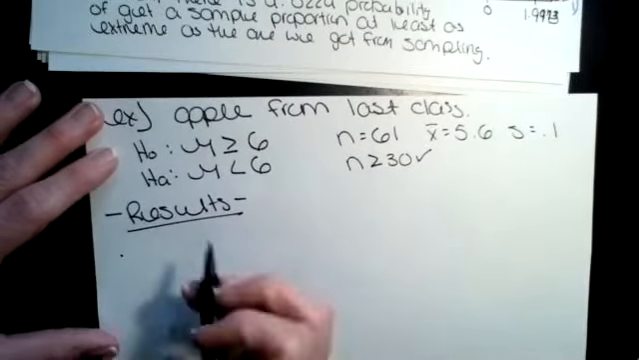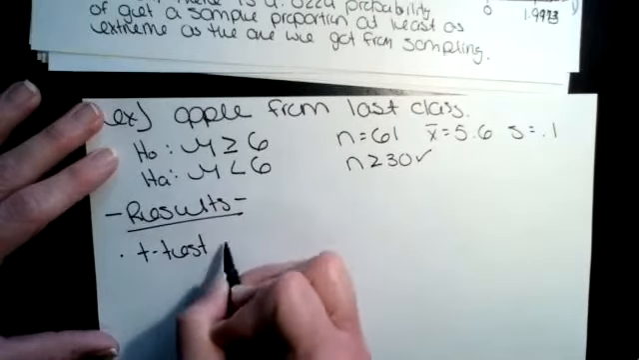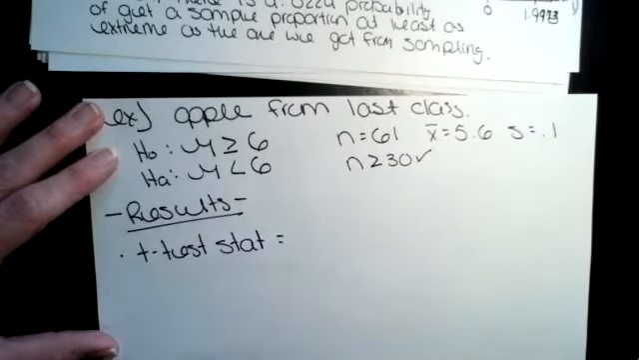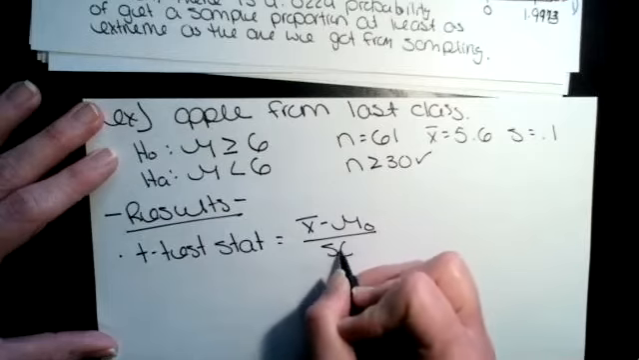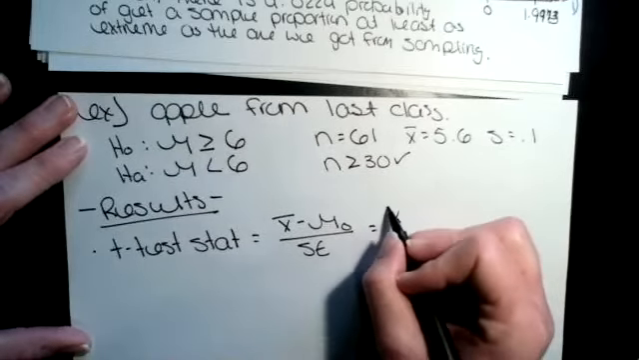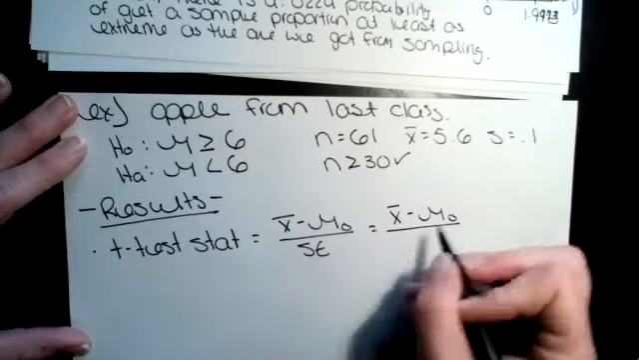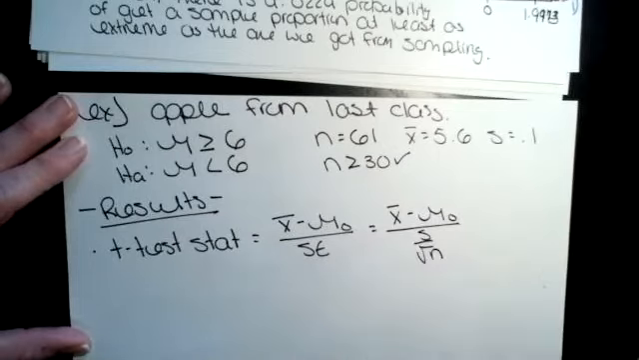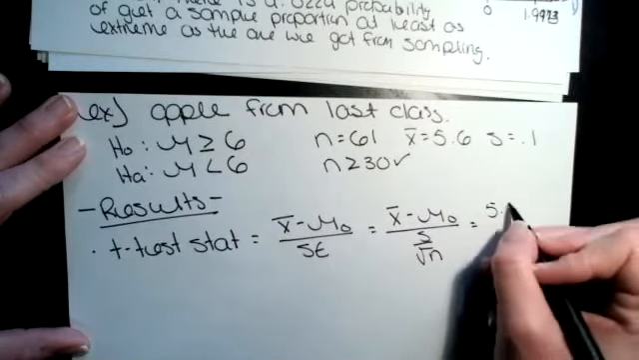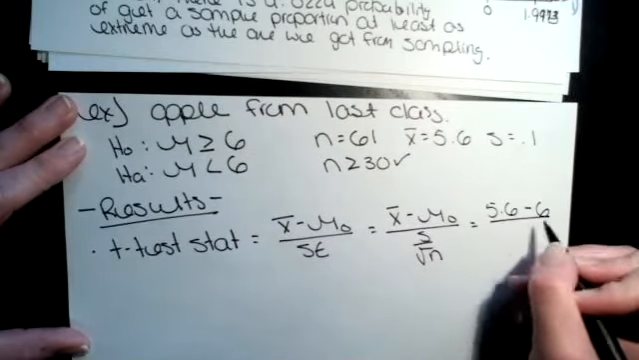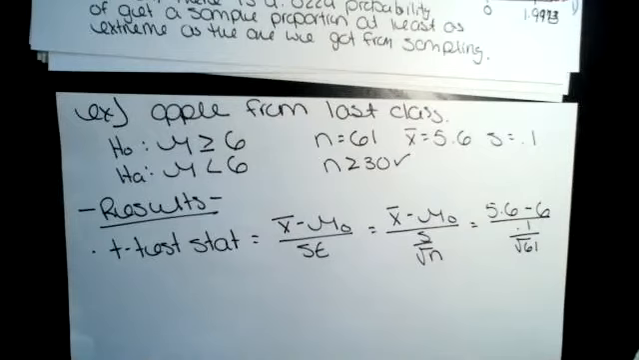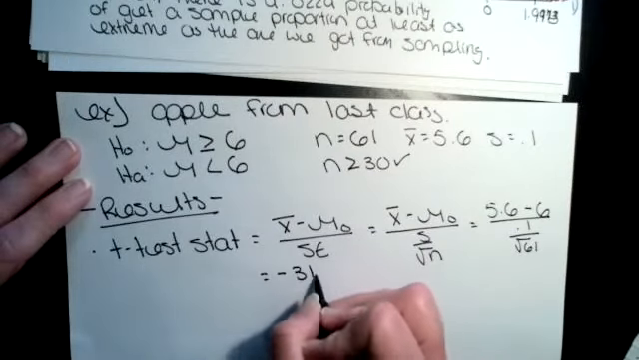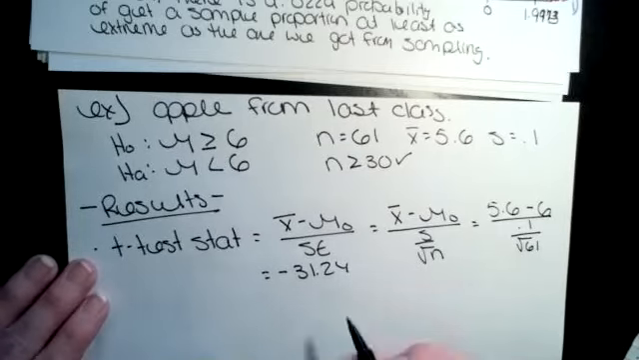So here for my results step, I need to calculate my test statistic. So my T test stat is equal to my sample mean minus the center divided by the spread. Okay, so it's X bar minus mu naught divided by the spread, which is S divided by square root of N. I'm going to plug all my values in. 5.6 minus 6 divided by 0.1 divided by the square root of 61. Just plugging everything in. Okay, so I find this to be negative 31.24.